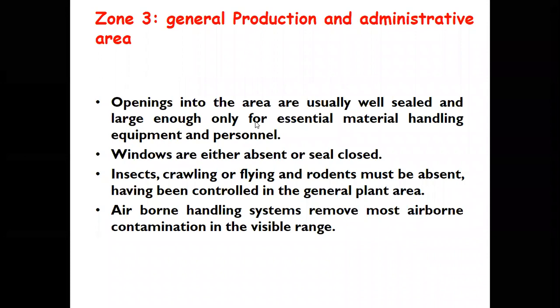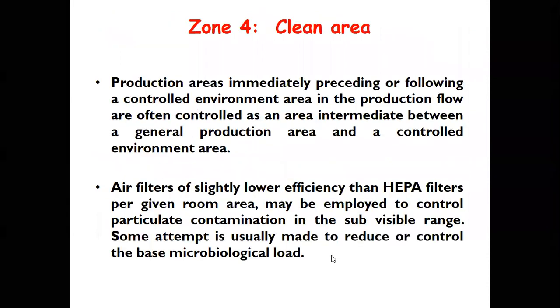Openings into the area are usually well sealed and large enough only for essential material handling, equipment and personnel. Windows are either absent or should be sealed closed. Insects crawling or flying and rodents must be absent and having been controlled in the general plant area. Airborne handling systems remove most airborne contamination in the visible range. Zone 4 is the clean area.